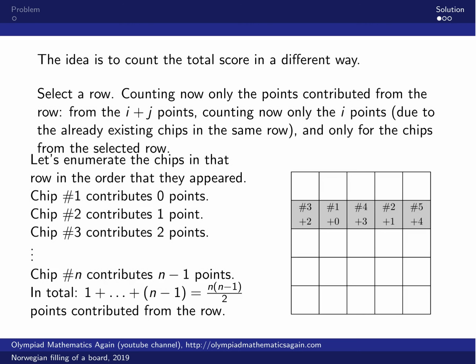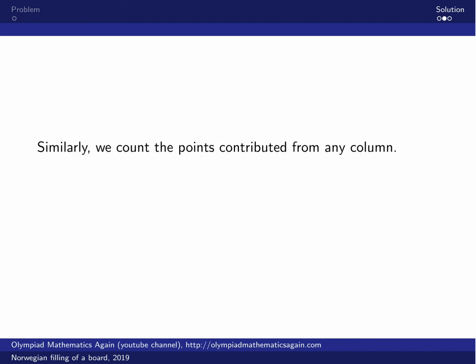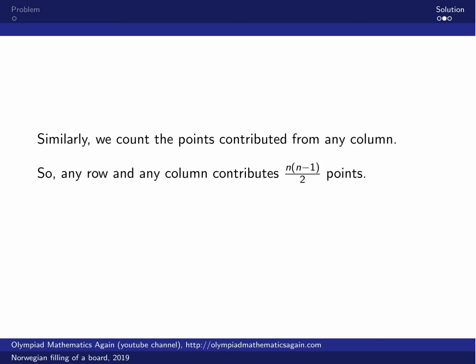So when we sum all of these together, we have 1 plus and so on plus n minus 1, which is n multiplied by n minus 1 divided by 2. This is the number of points contributed from this row that we selected. Similarly, we count the points contributed from any column. So any row and any column contributes exactly n multiplied by n minus 1 divided by 2 points.